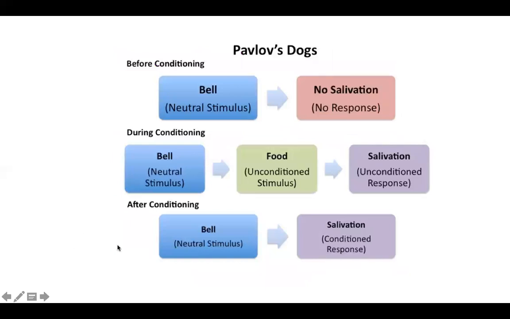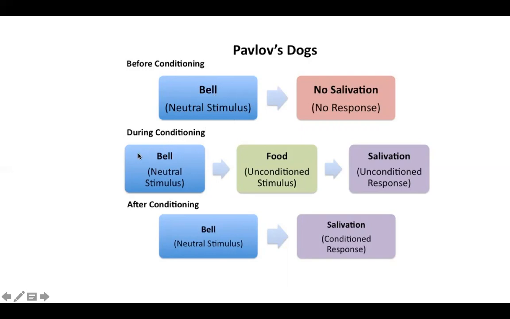Let's look at the same thing just presented in a slightly different way. So here it's broken down for us. We have the three phases: before conditioning, during conditioning, and after conditioning. So once again, before conditioning, Pavlov would ring the bell. The dog would have no response, no salivation. The bell is neutral because it has no meaning at this point, and then there's no response.